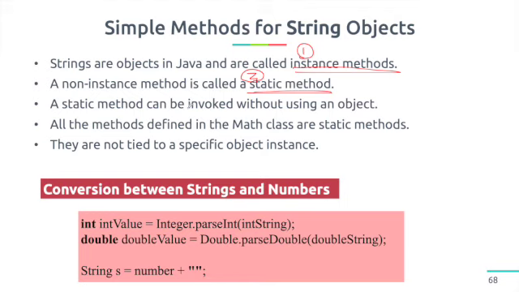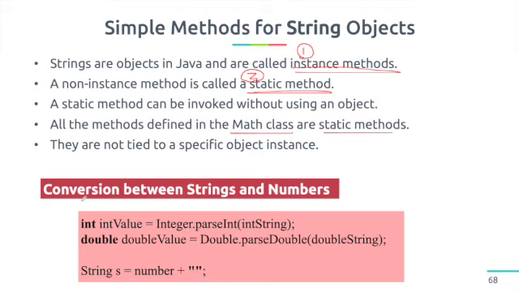So the static method can be invoked without using any object, without defining any new variable. We just call the class name dot and then the name of that variable, such as pi or such as sine, cosine, without creating any new objects. All methods defined in the math class are static methods. They are not tied to any specific object.